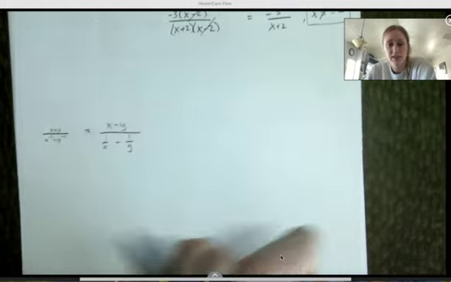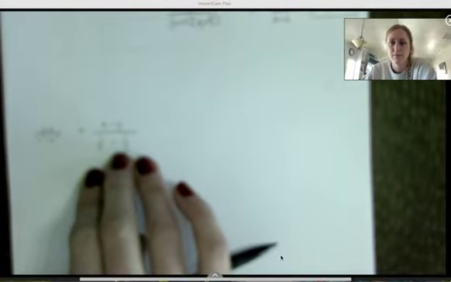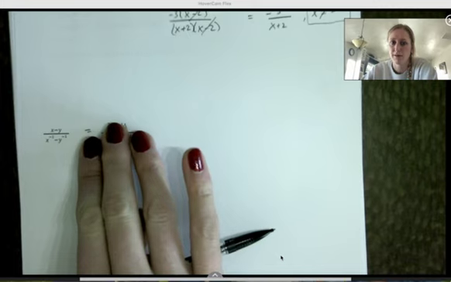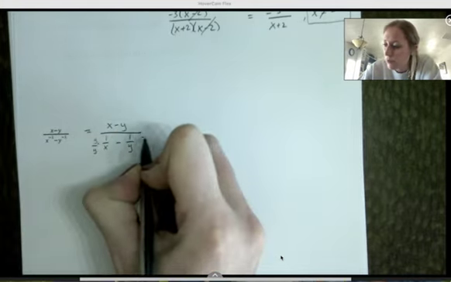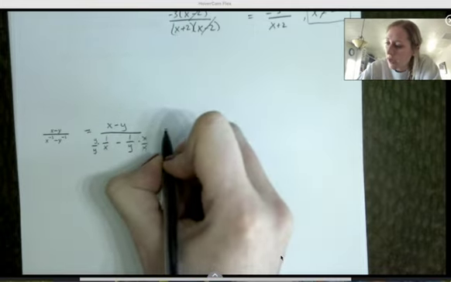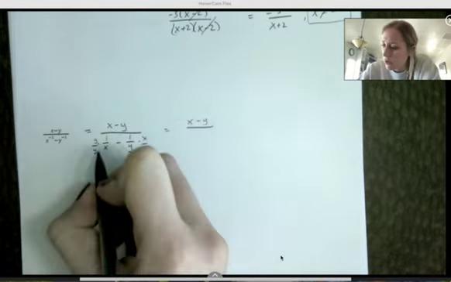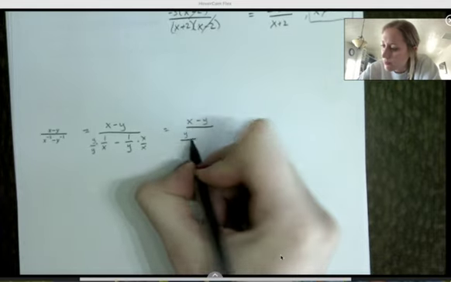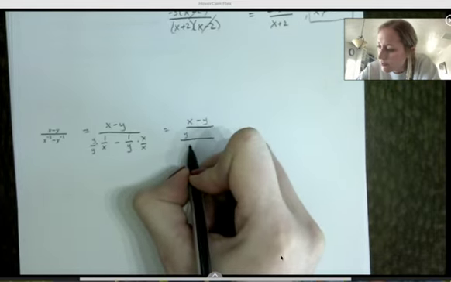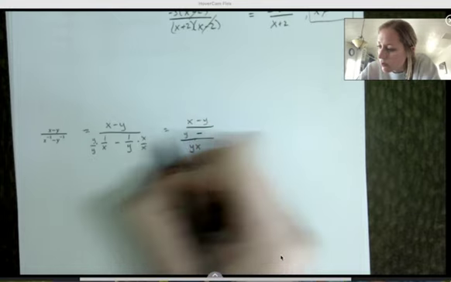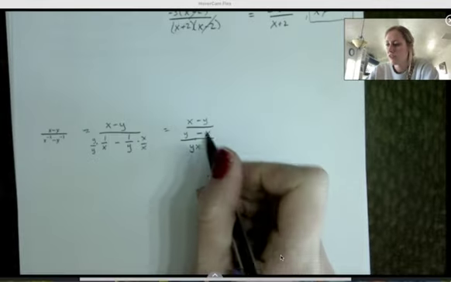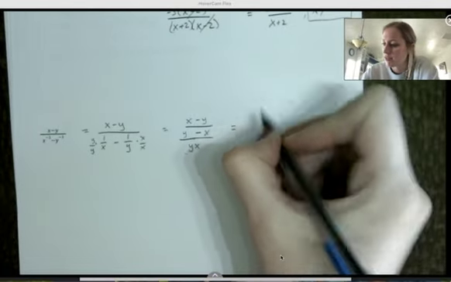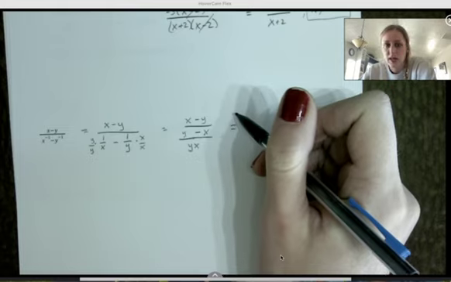So I need a common denominator. It's going to be just multiplying those two together, so xy is my common denominator. I'm going to multiply this one by y over y and this one by x over x. So I have y over yx minus x over yx.